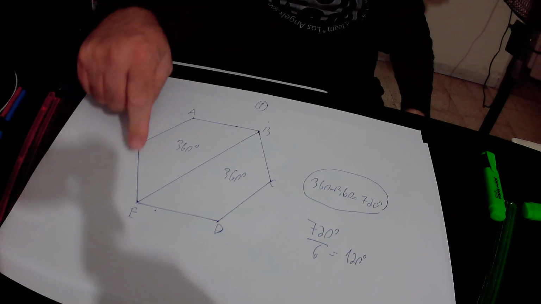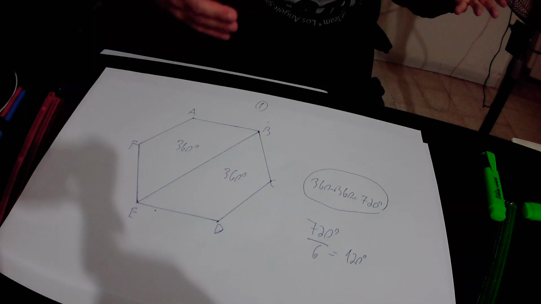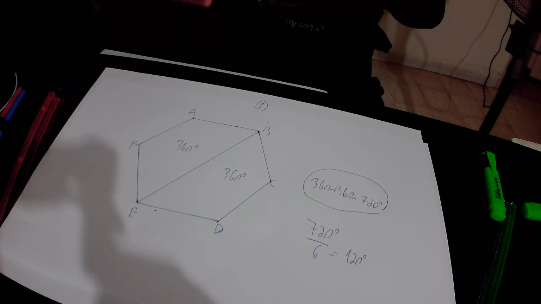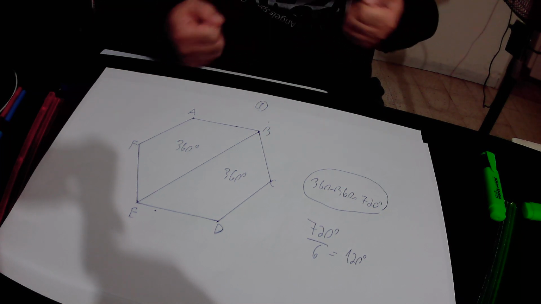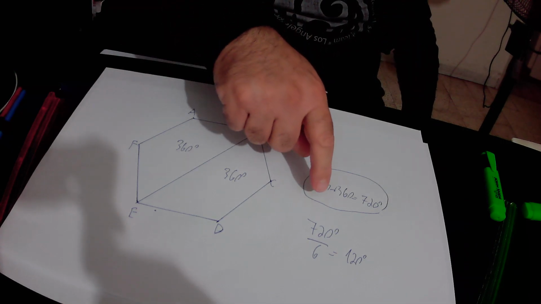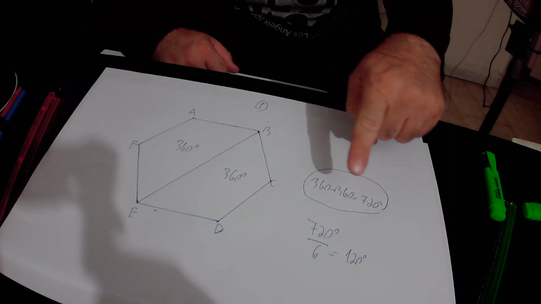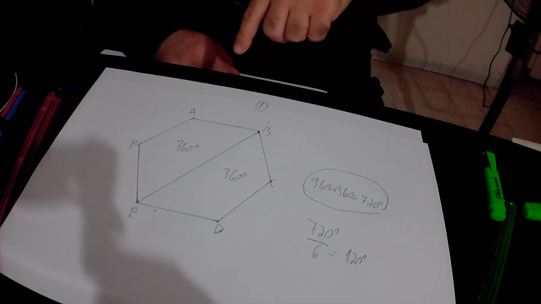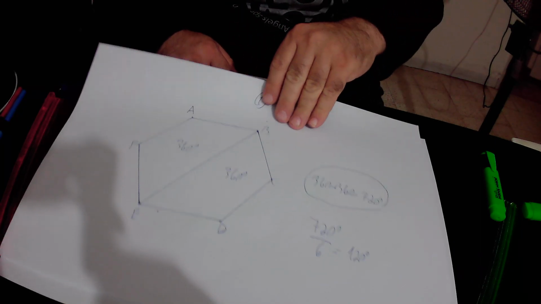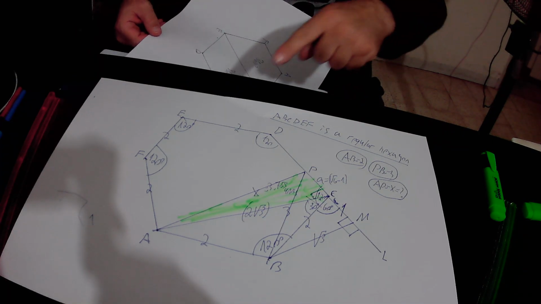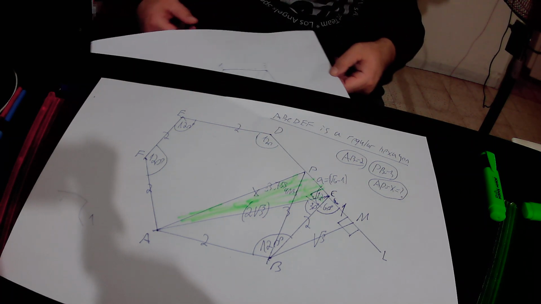Because all the 6 angles here are equal to each other, and the sum of all angles in total is 720 degrees, the size of one angle must be equal to 720 degrees divided by 6. 720 degrees over 6 is 120 degrees. So we found that each of the 6 angles of this regular hexagon is equal to 120 degrees. Okay.